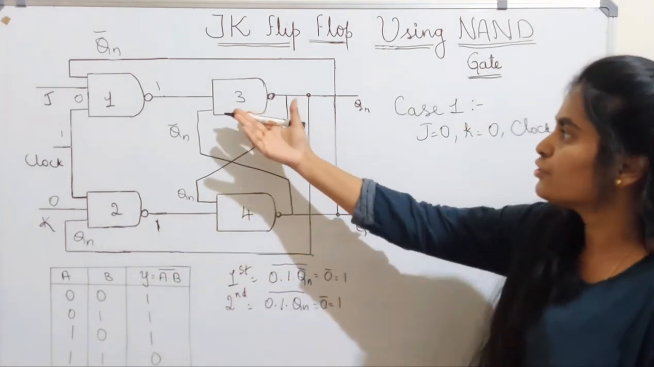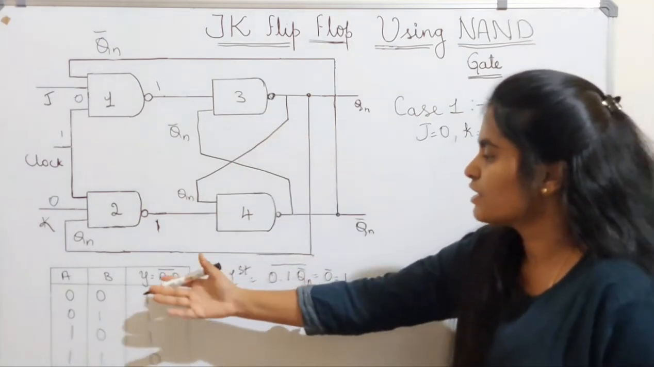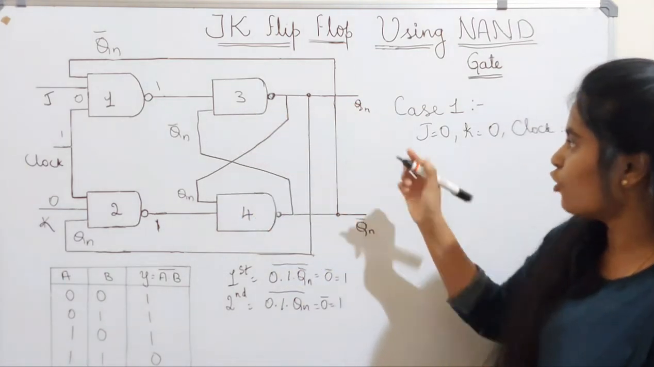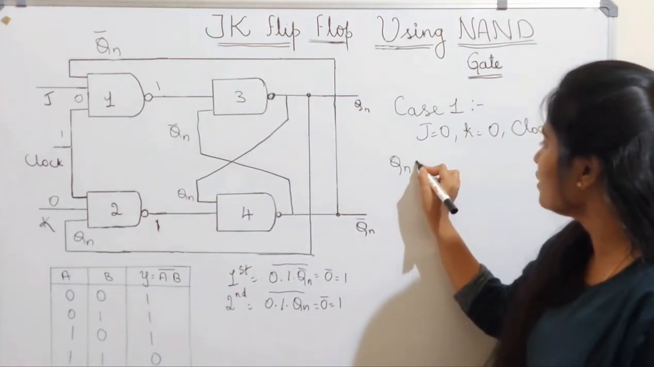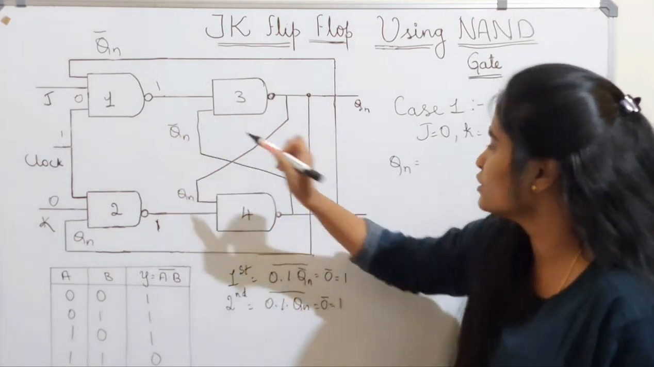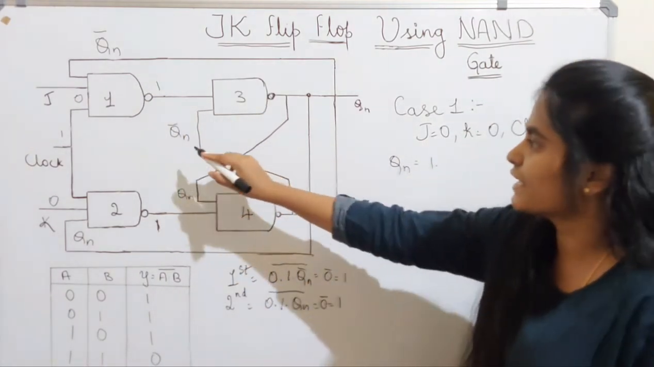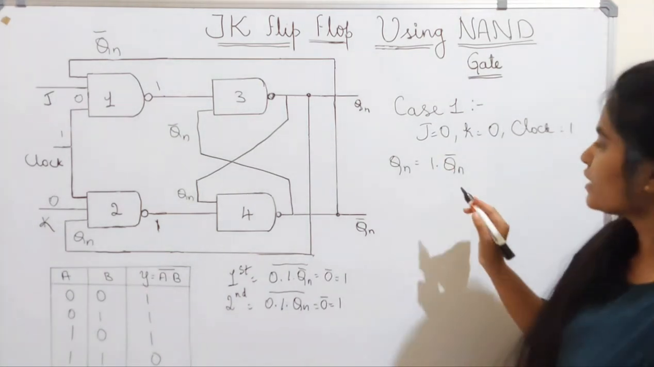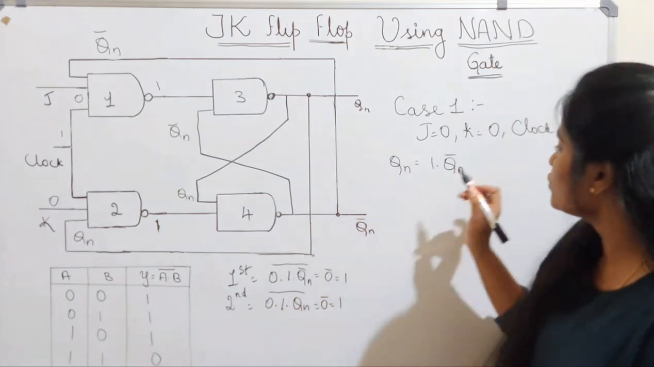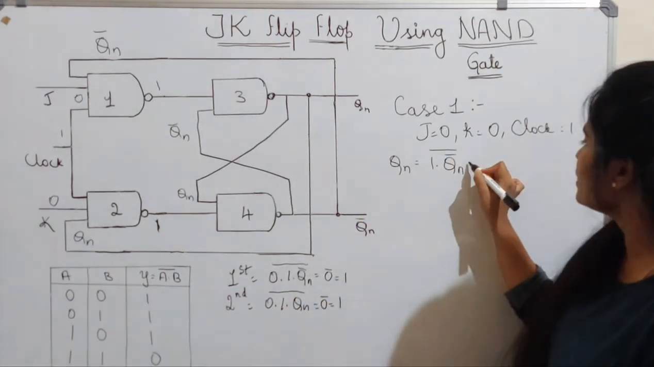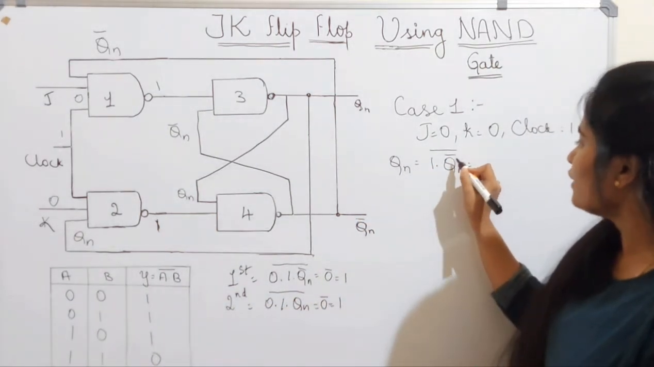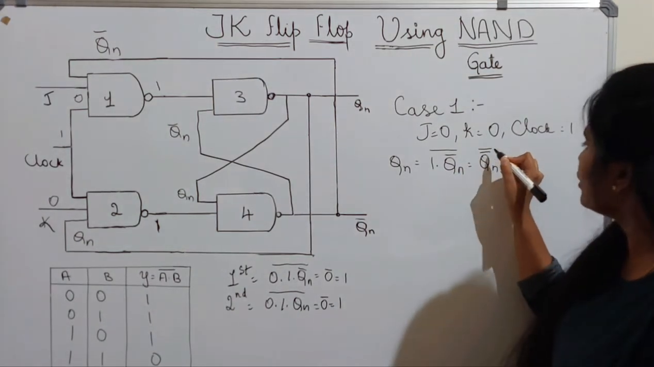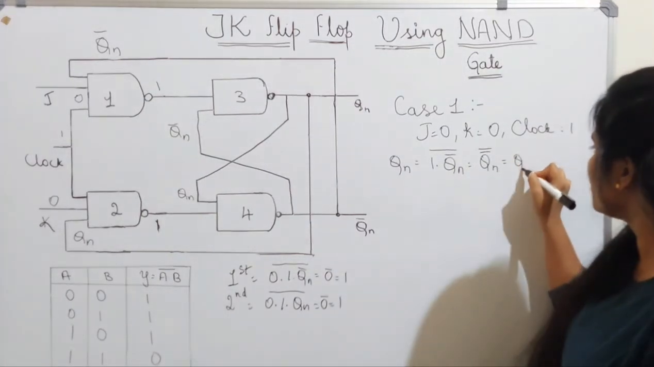Let's move on to the third NAND gate. I am considering the expression as the same. Third NAND gate output is Qn, that is equal to, the first input is 1 and the second input is Qn complement. So in reference to the NAND gate's expression, I am complementing both the inputs. Qn complement into 1 is Qn complement. I am writing this complement over here. So the answer of this is Qn.